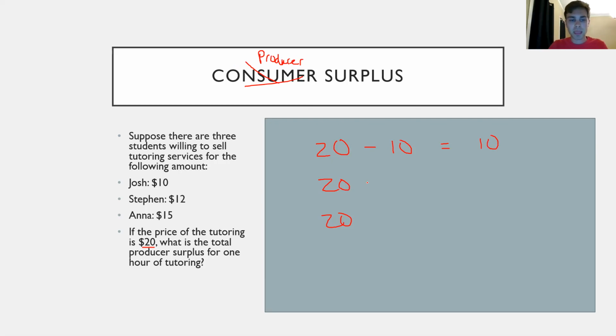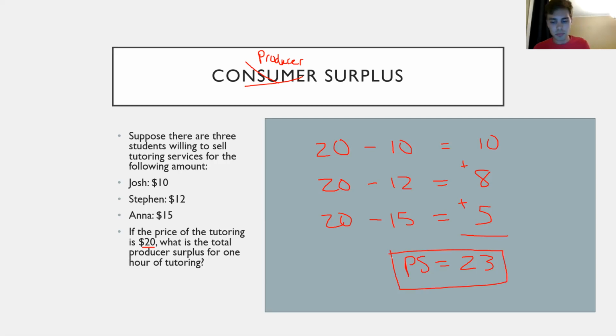Sorry about that. All right, so Stephen was willing to sell his services for $12. Again, he gets 20, so the difference between that is 8, and Anna was willing to sell for 15, so her individual producer surplus was 5. We can add up these values, and this should give us 23, if I've done my arithmetic correctly. And so our producer surplus in this market is 23.